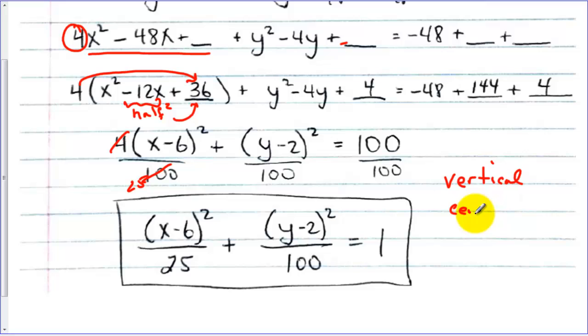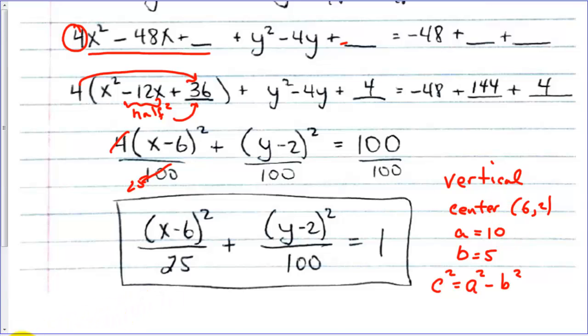The center is at 6, 2. Our a is 10, because that's the a squared. Our b is 5. And again, I'm not going to go through that, but we could use c squared equals a squared minus b squared to determine our distance to the foci. And when we measure these distances to the vertices and co-vertices, it's relative to that point.